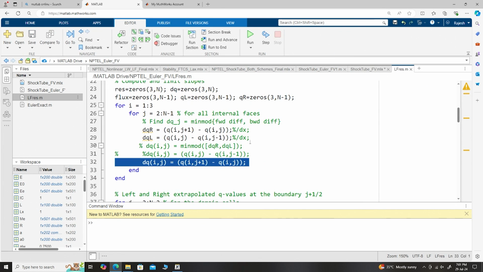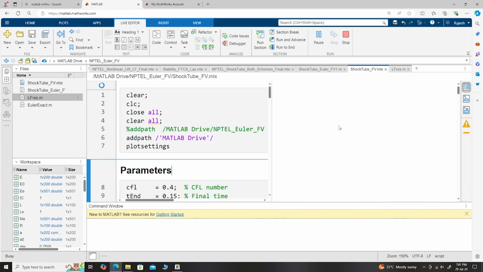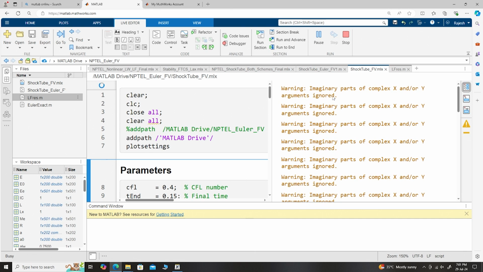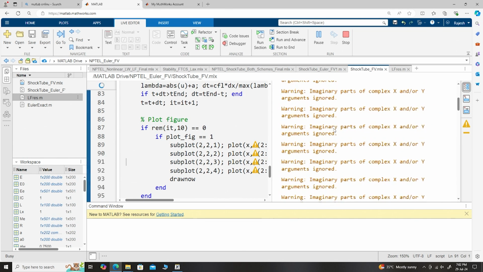You can try, let us say, only using the left one. I think that will also blow up quite fast. In fact, it may not run also. Let me just see. Okay. So, what I am doing is calculating the gradient from the left. It may quickly blow up. Yeah, you see imaginary parts of the complex. So, it actually becomes a complex number.